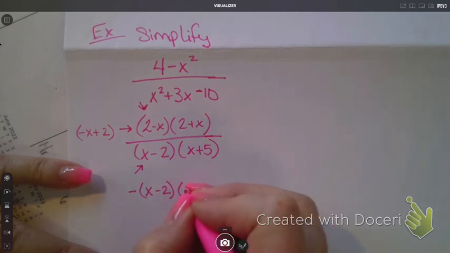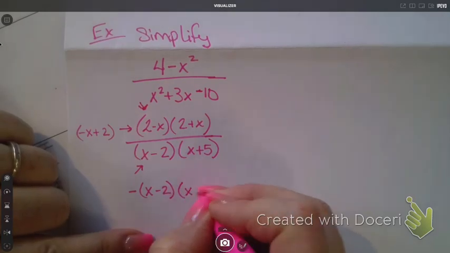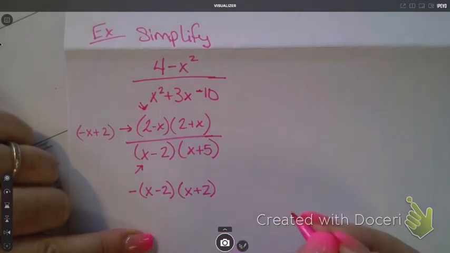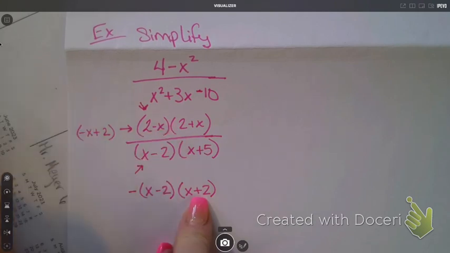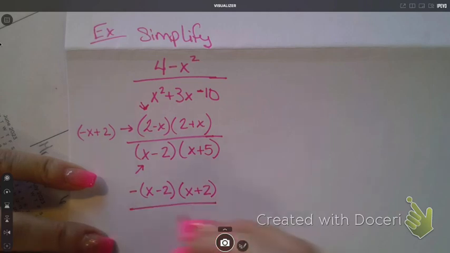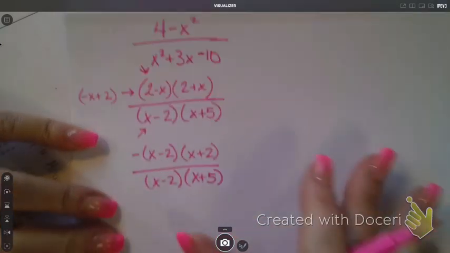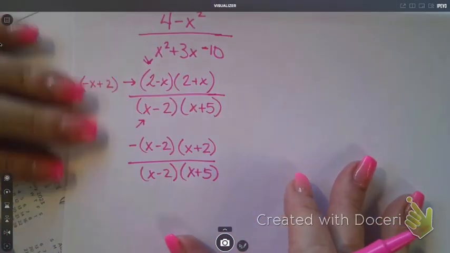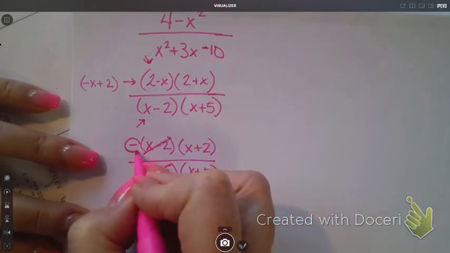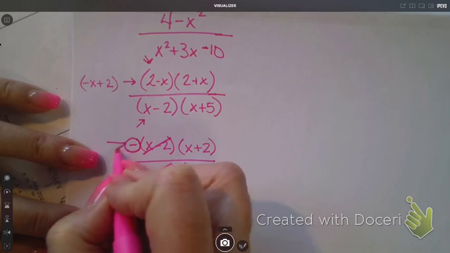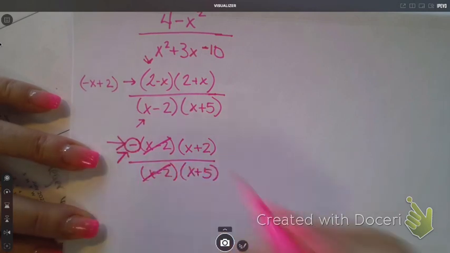And now this other one, can I just write x plus 2? Oh, you can. Yeah, because it's addition, and addition's commutative, right? And then I have x minus 2 and x plus 5. So now can I reduce? Yes, now I can reduce, but I still have a what out here? A negative. Don't forget it.